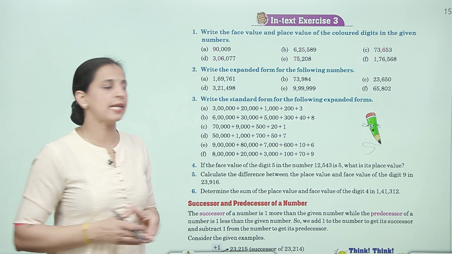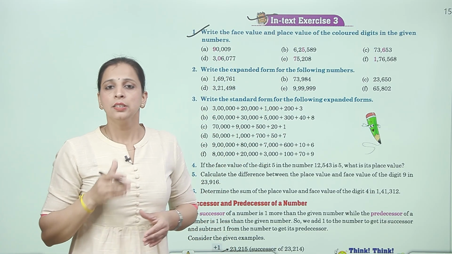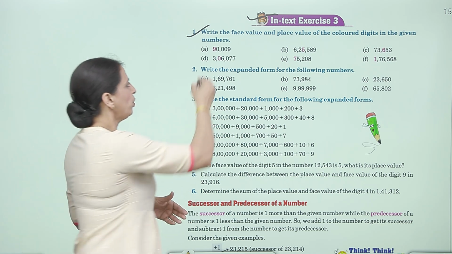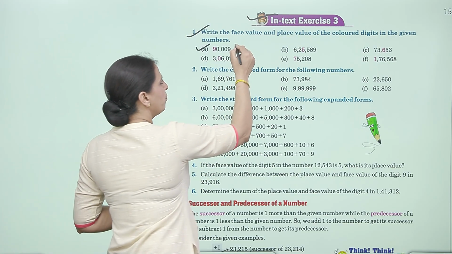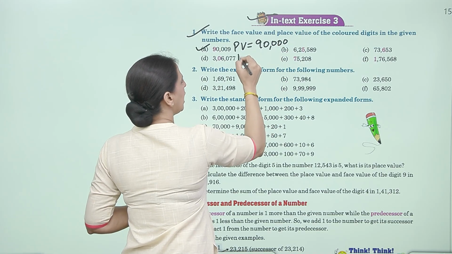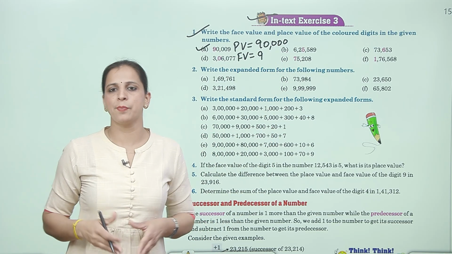Now, in Exercise 3, question number 1, write the face value and place value of the colored digit in the given numbers. Now, A part. 9 is at the 10,000 place, so place value is 90,000 and face value is 9.